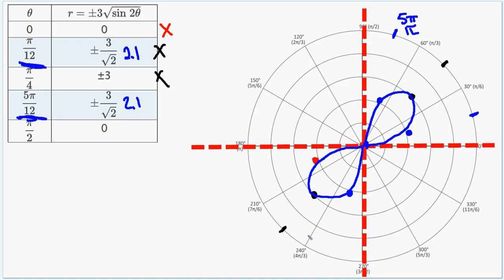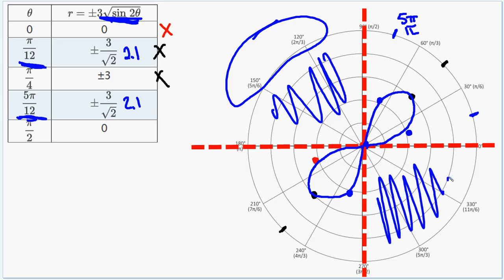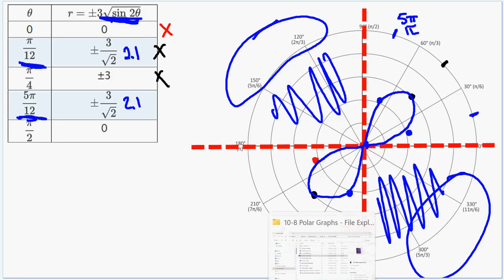And there's our graph. There is no graph over here because these values would give us a negative under the radical. Same thing here in quadrant 4. Any angles down here are going to give us a negative under the radical. The function is not defined, so there's nothing to graph.